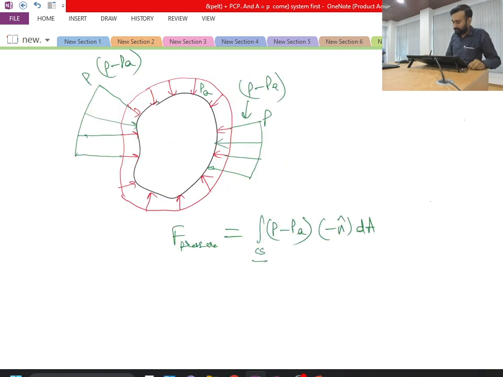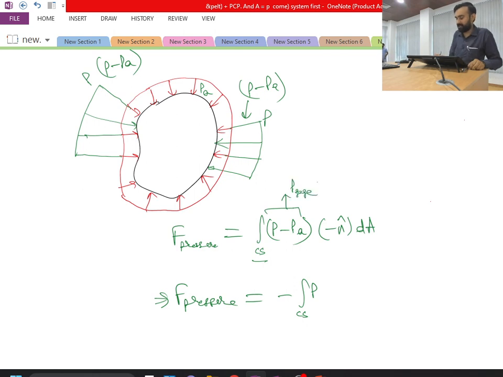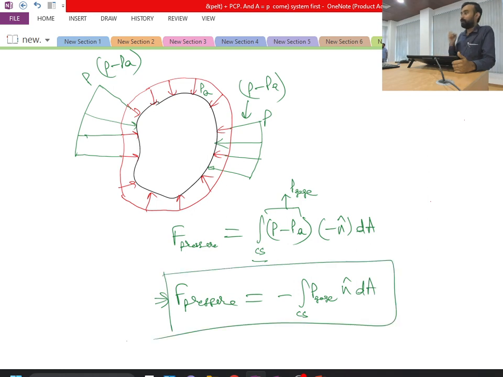So ultimately I can say that the pressure force acting on a fluid element will be equal to minus the integration over the control surface of this P minus PA, which I can write as P gauge. On a gauge scale it will be P gauge. So it is the gauge pressure acting on the boundaries of the control surface times n cap dA. Point is clear? So this is the net force which is acting because of the pressure.